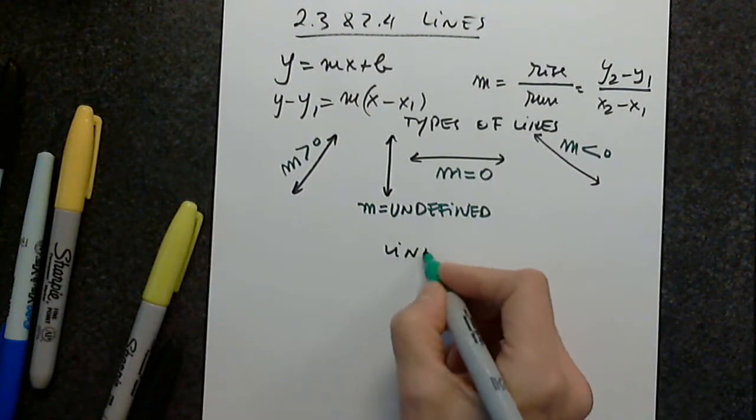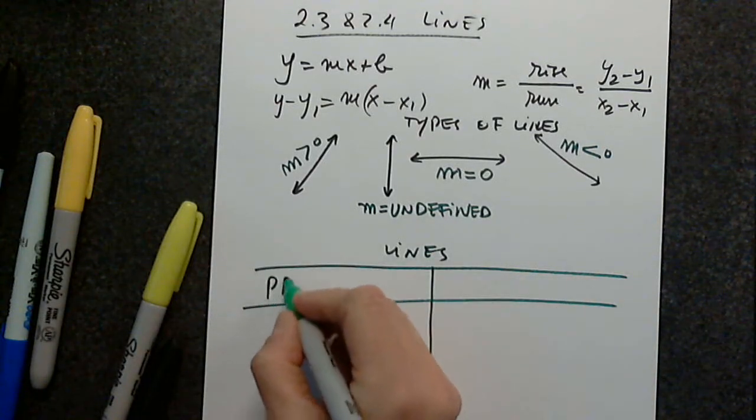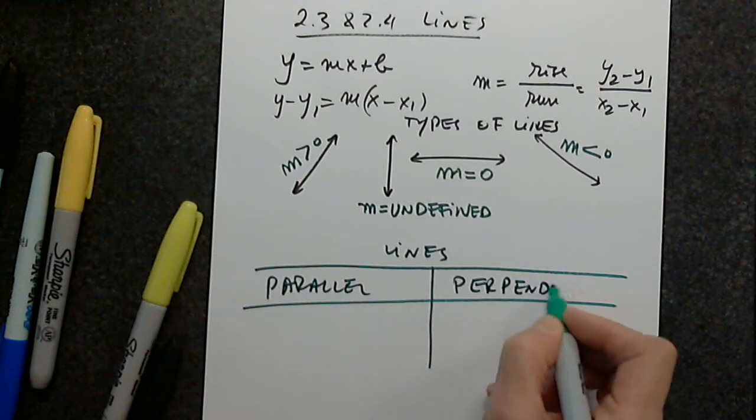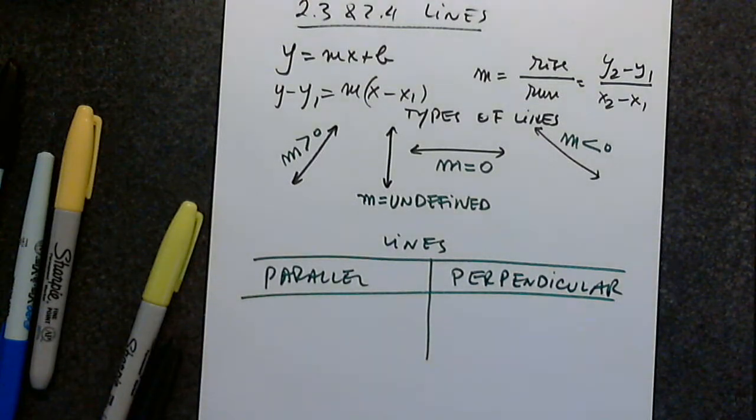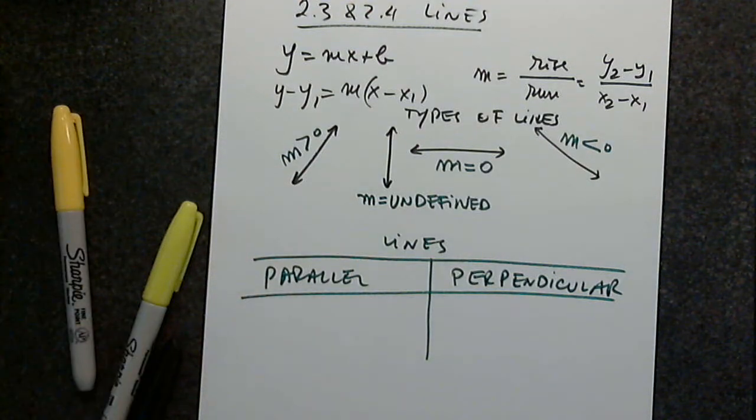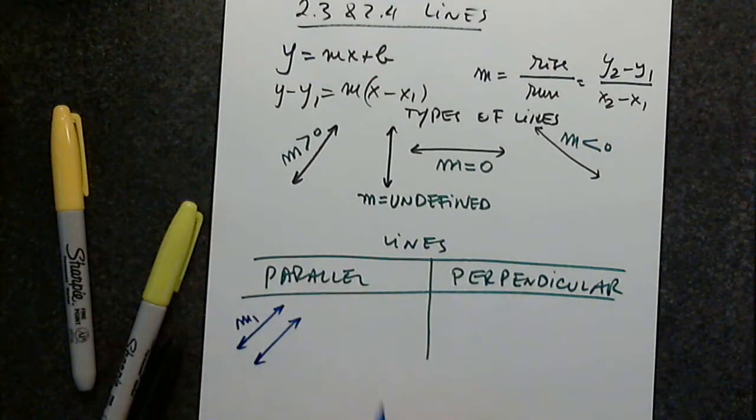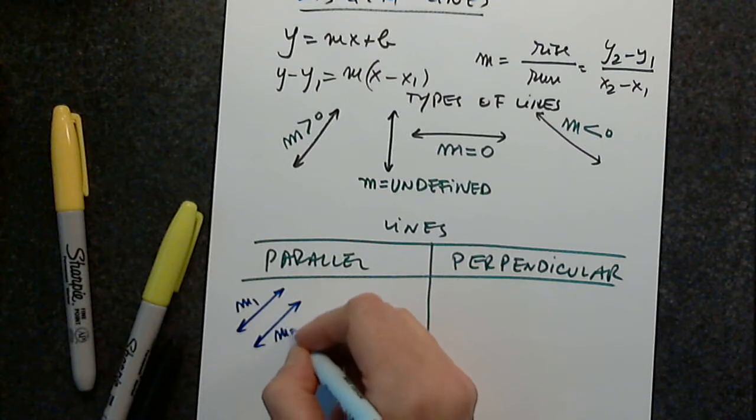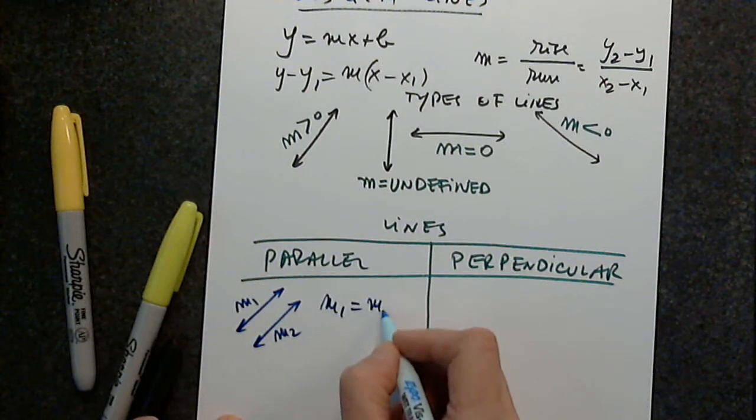We also have parallel and perpendicular lines. Two lines are parallel. So this is a line, this is another line. The slope of the first line is called M1, and this is M2. What is the relationship between the slopes of 2 lines if they are parallel? Very good. So M1 indeed must equal M2.